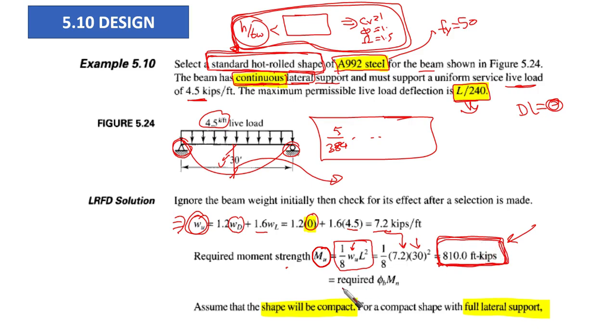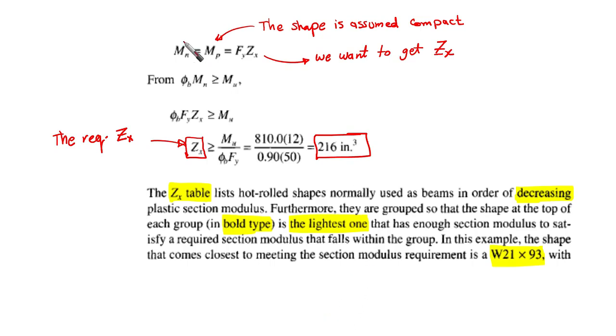So the required strength equals phi b times Mn. Because we are designing, we should equate it with phi b times Mn. We need to assume whether our section is compact, non-compact, or slender. We are going to just assume that the shape will be compact. For a compact shape with full lateral support, here continuous lateral support, the nominal moment strength is going to be the plastic moment.